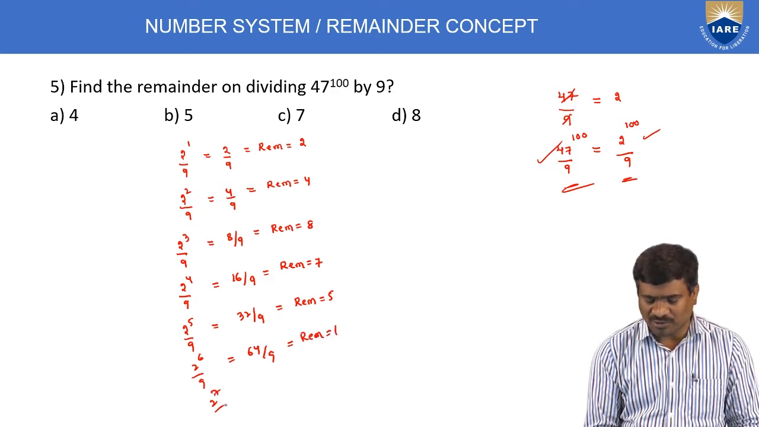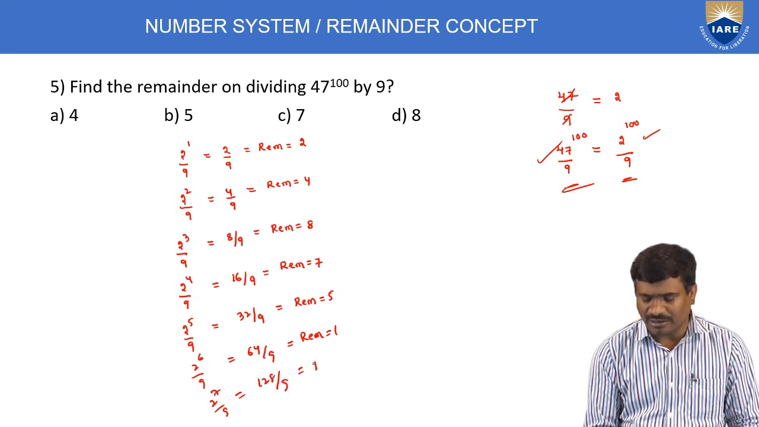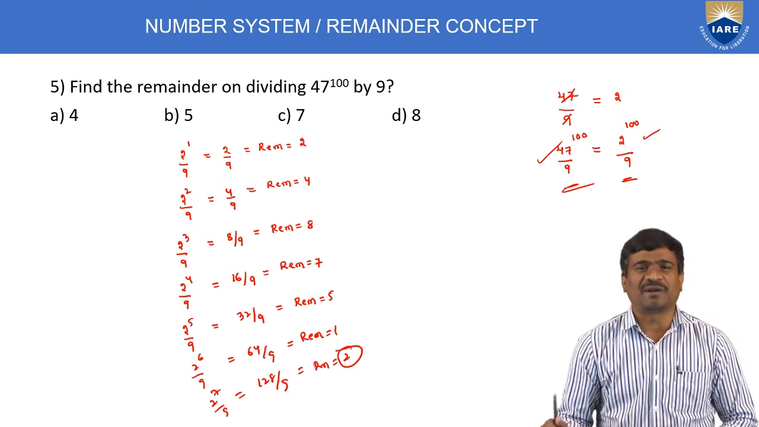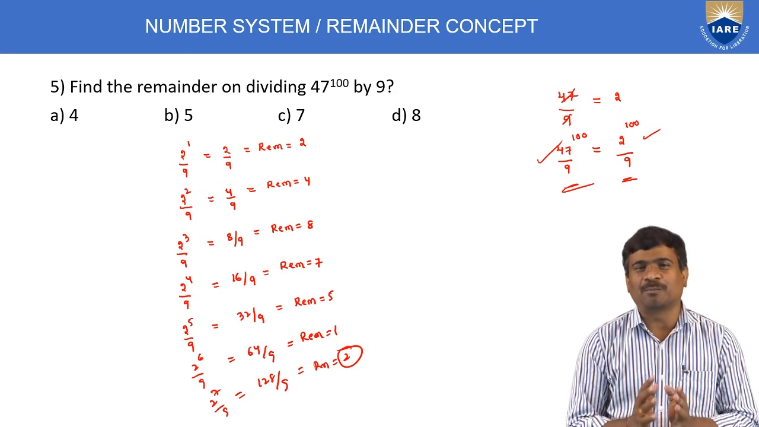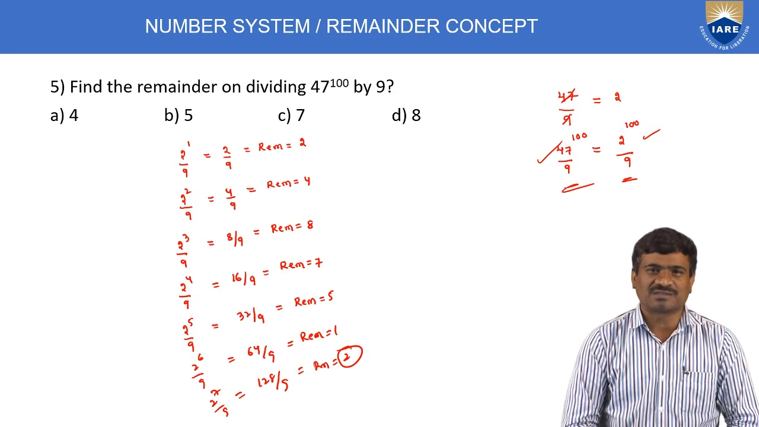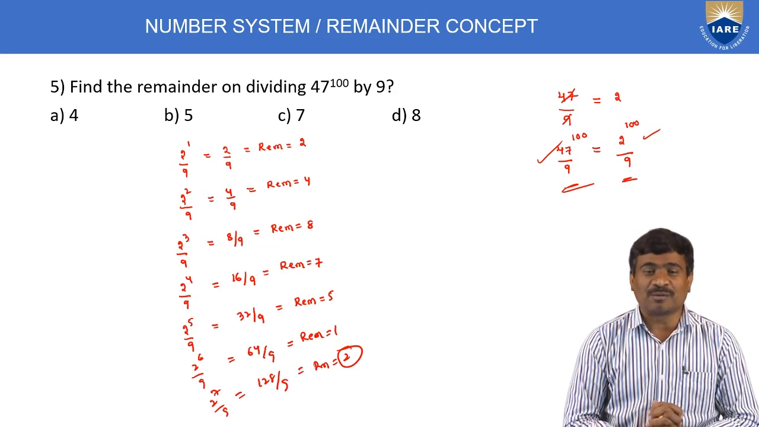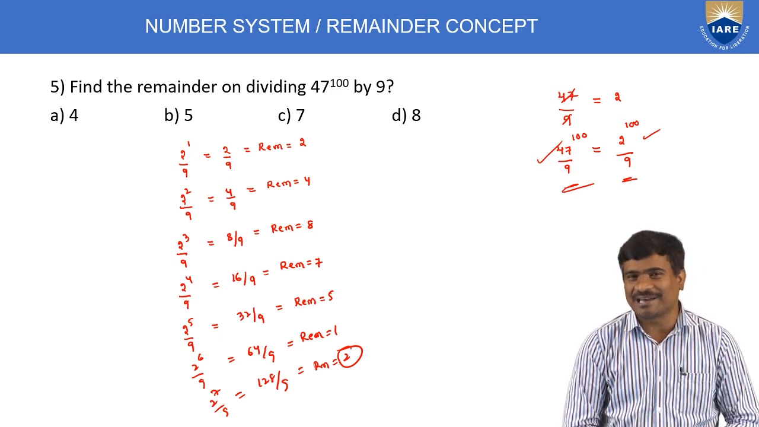Similarly, 2 to the power of 7 by 9: 128 by 9, remainder only 2. Stop here only. This is called the first term of the repetition. This model is important. This example is important for competitive exams, because here the number of repetitions is only 6.